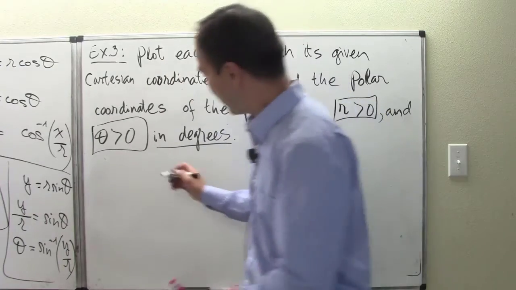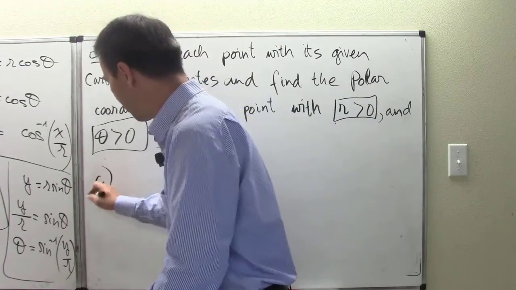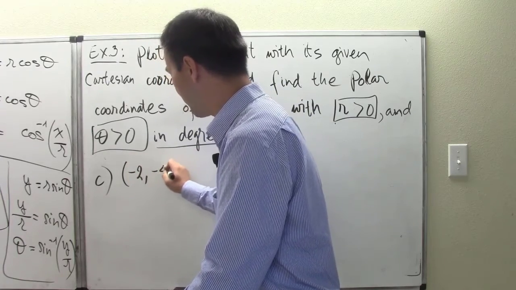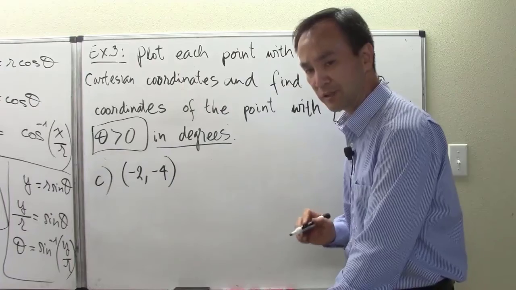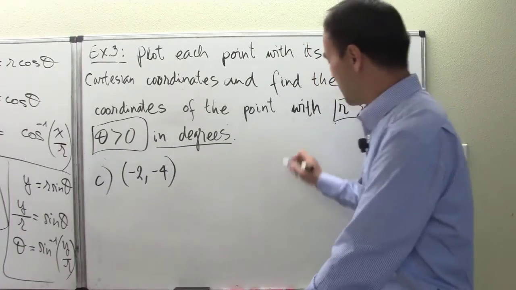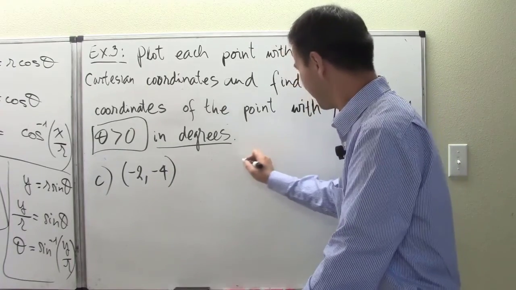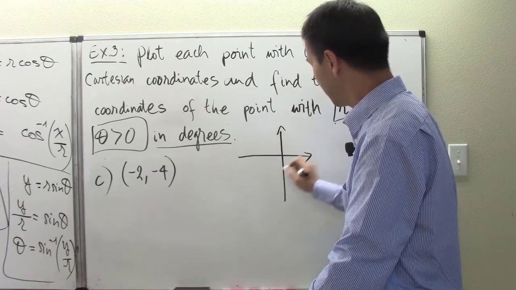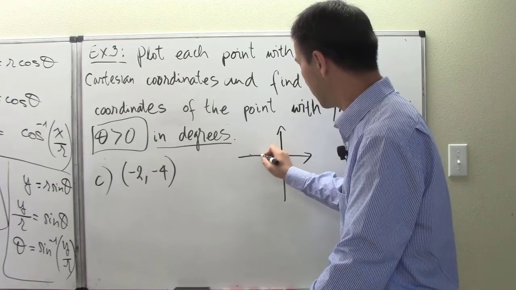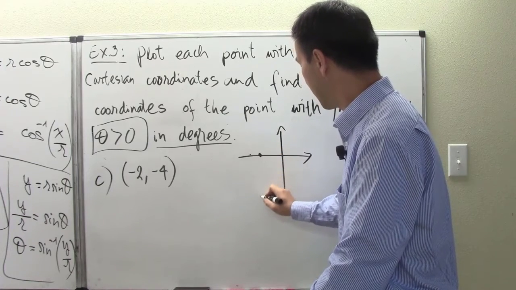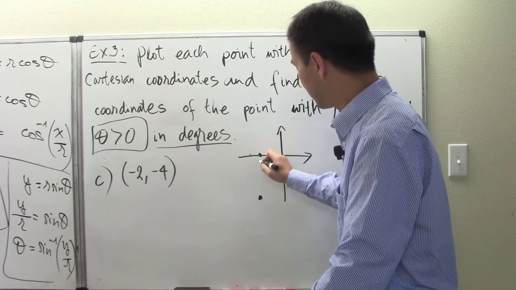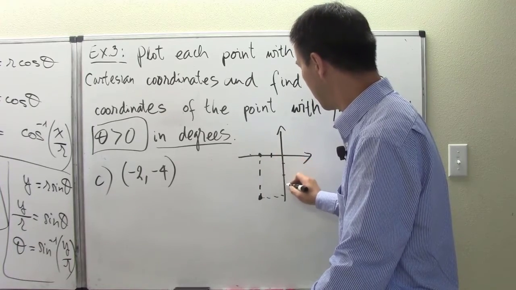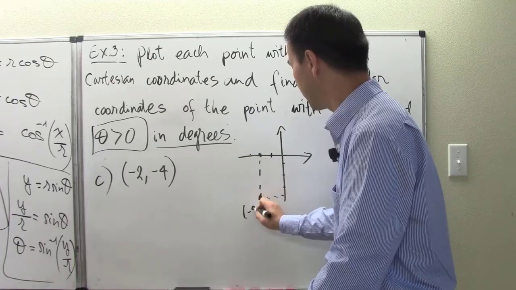All right, so now let's look at part C of our example. We are given another point right here. How about negative 2, comma negative 4? As far as the plot in rectangular coordinates, it can easily be seen that negative 2 is here, then negative 4 is down. So negative 2, comma negative 4.